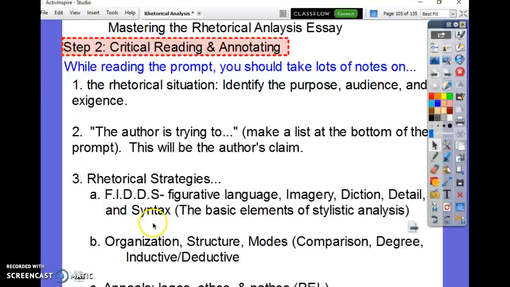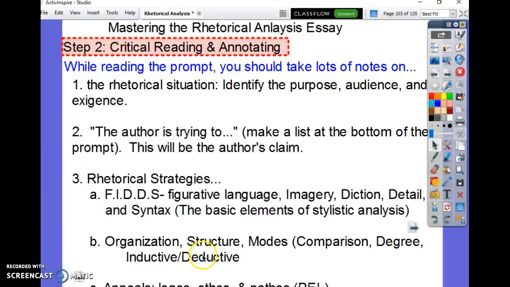So within syntax, anaphora and parallelism seem to be the two easier ones to talk about. You would also want to think about organization, structure, and modes. So is it an essay that uses comparison to make its point? Is it being given an argument of degree? They're both the same, but this one's a little different. Is it inductive or deductive structure? So those are the things.